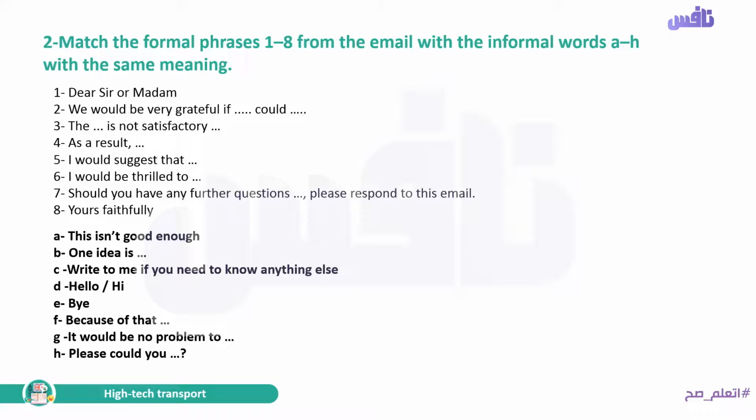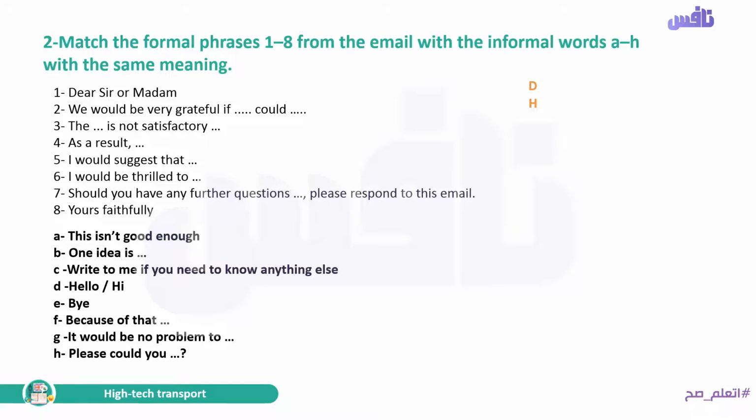Number 1, Dear Sir or Madam. Which sentence in the informal email has the same meaning? We have to choose from A to H. So the answer will be sentence D. Hello or hi. Number 2, we would be very grateful if could. Which sentence in the second part has the same meaning in the informal email? It will be sentence H. It would be no problem too.